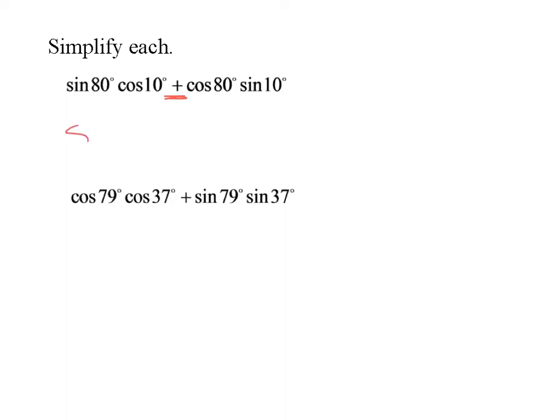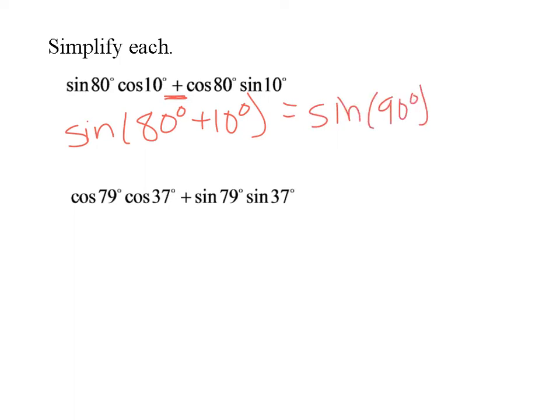So this is going to be sine of 80 degrees plus 10 degrees, which is sine of 90 degrees. And sine of 90 degrees, if you think of your unit circle, is equal to 1. So it will simplify to that.